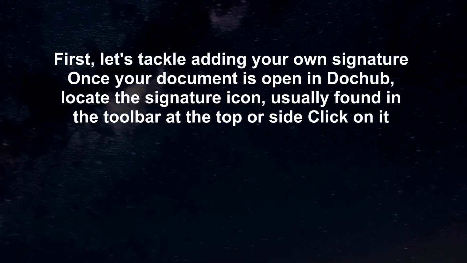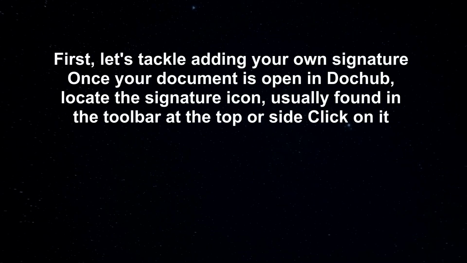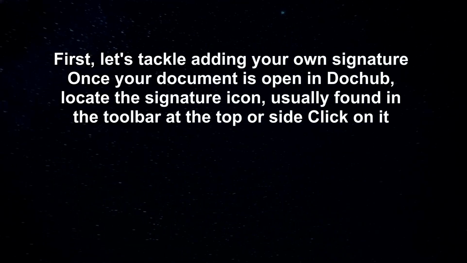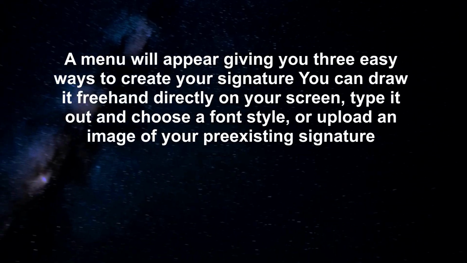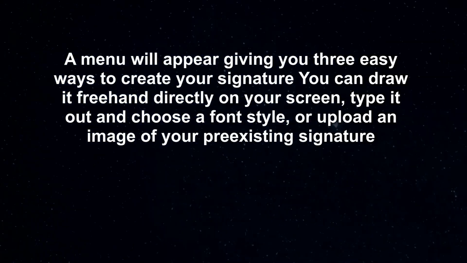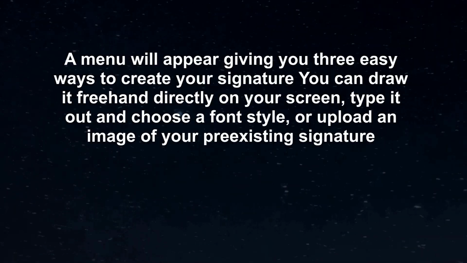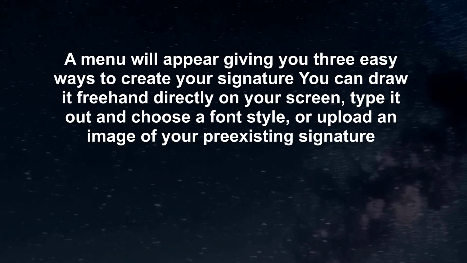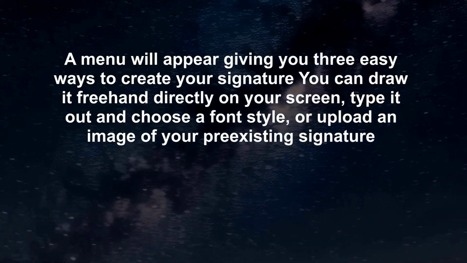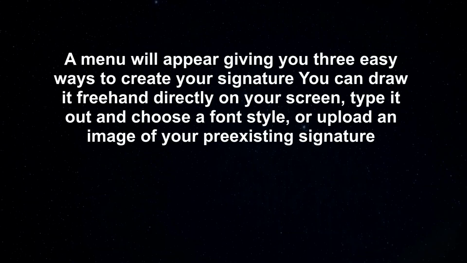Locate the signature icon, usually found in the toolbar at the top or side. Click on it. A menu will appear giving you 3 easy ways to create your signature. You can draw it freehand directly on your screen, type it out and choose a font style, or upload an image of your pre-existing signature.